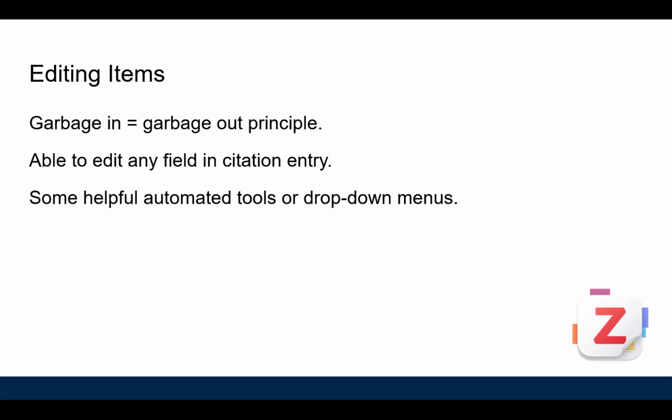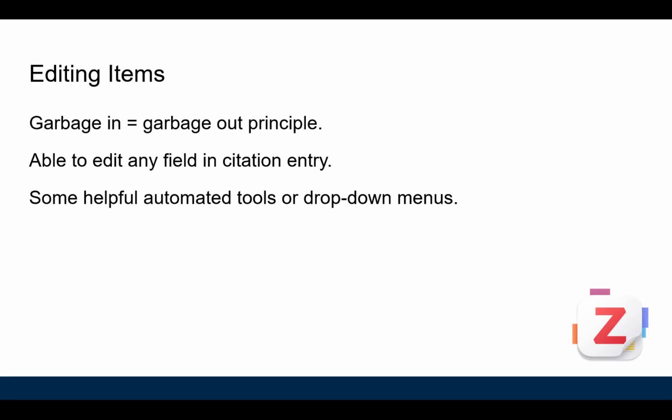Zotero does a pretty good job of scraping PDF metadata, using its connector to scrape metadata off of a website, and even importing things through an RIS file. But it's still a garbage in, garbage out principle. If the data is entered wrong on any of those sites and it doesn't quite come in correctly, the citation will be wrong when you put it into a bibliography or a works cited list.